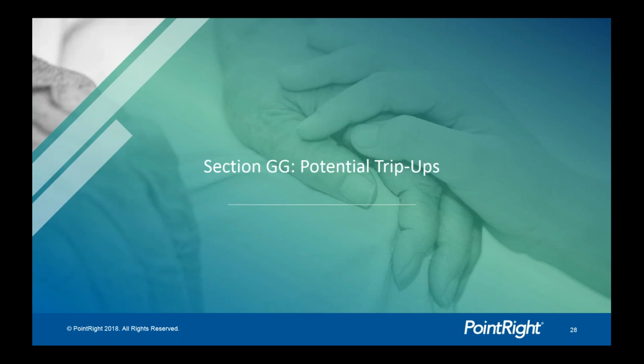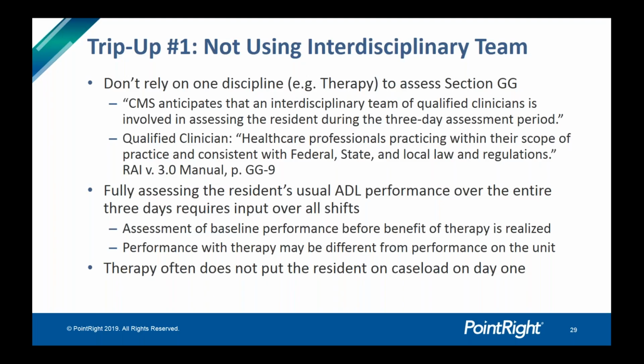This is so much different because of the 2 different scales and the fact that Section G is looking for dependency, where Section GG is looking for the resident's abilities to do things. So let's kind of talk about some of these potential trip-ups, because there is a difference in the concept of how capturing ADLs works in Section GG, and particularly how it's applied to PDPM.